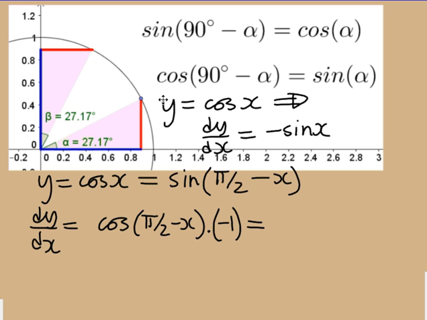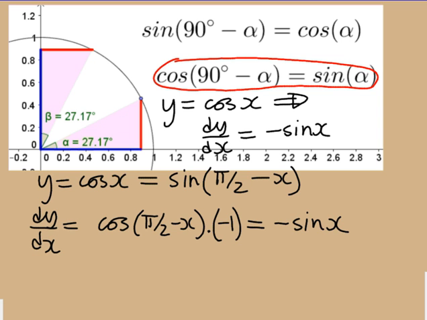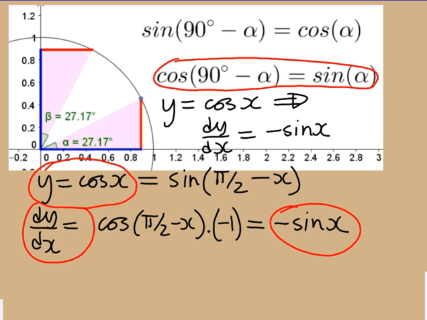Look at the identity here. Cosine of 90 minus x equals sine x. Therefore, this simplifies to minus sine x. So that's our next result. The derivative of cosine x is minus sine x. Okay.